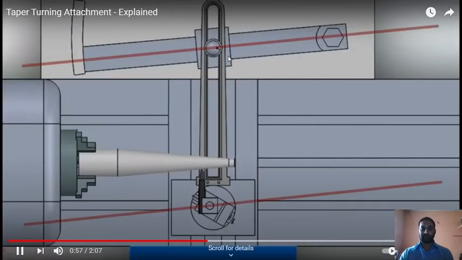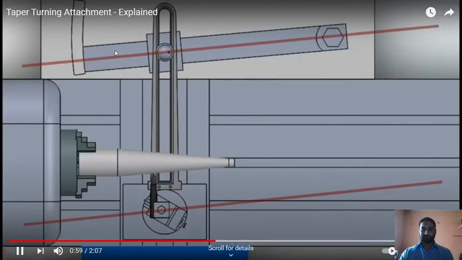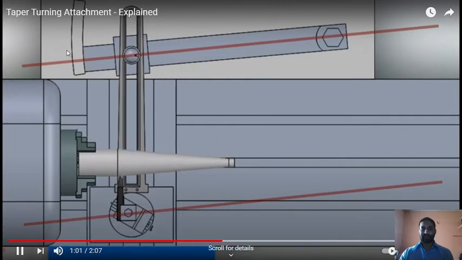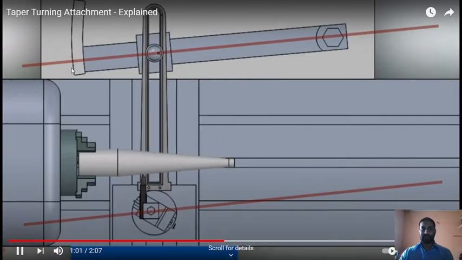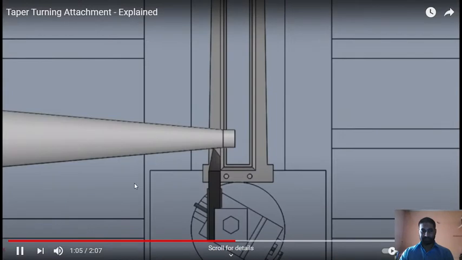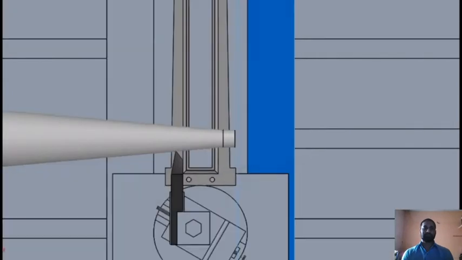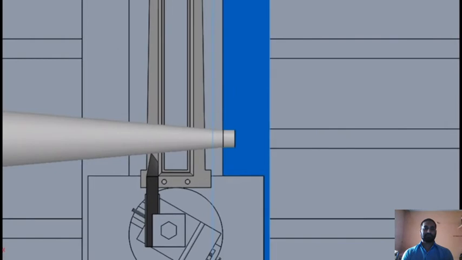So when the carriage moves, the cross slide moves along the guide, adjusted to a required angle. So the feed is in the taper direction, which means the tool will also move along the guide. So, by changing the guide's position, we can change the taper angle.